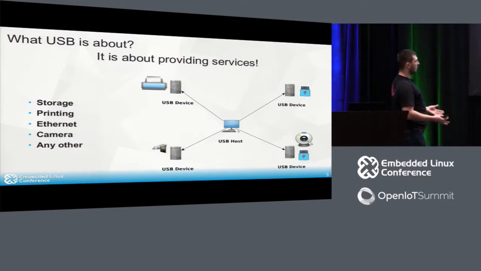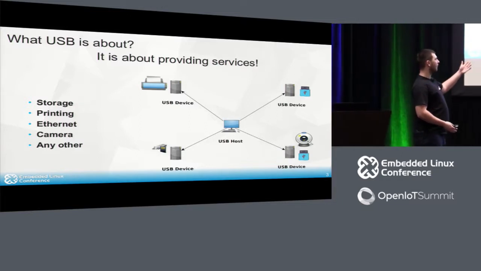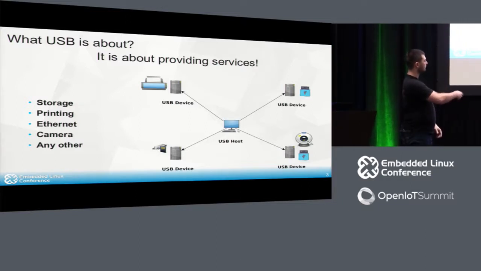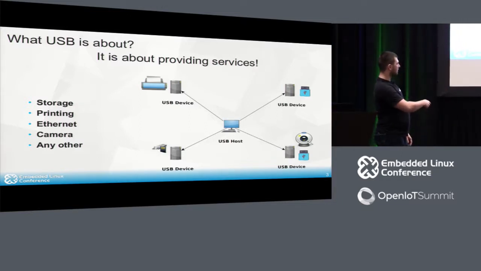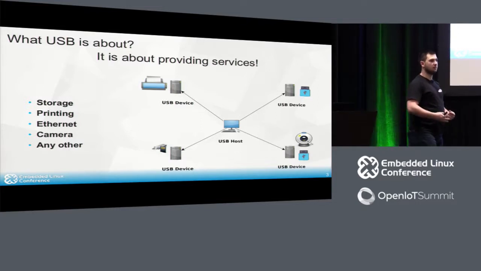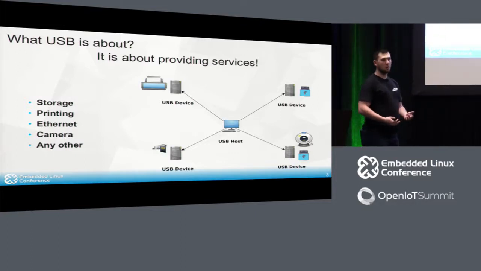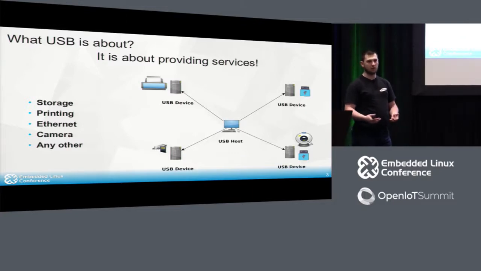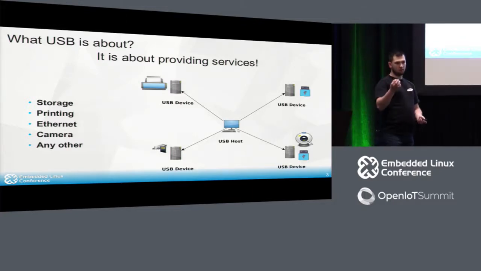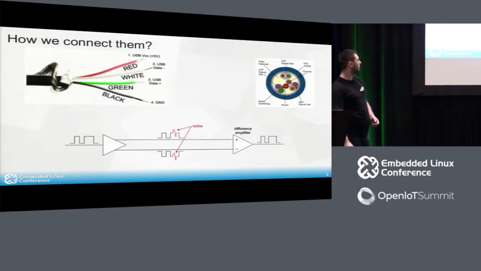The general architecture consists of the USB device and the USB host. A USB device is a machine which provides some service, some additional functionality, to the USB host. A single USB device may provide multiple functionalities. So in one physical device, we may have both a camera and a pen drive, for example.